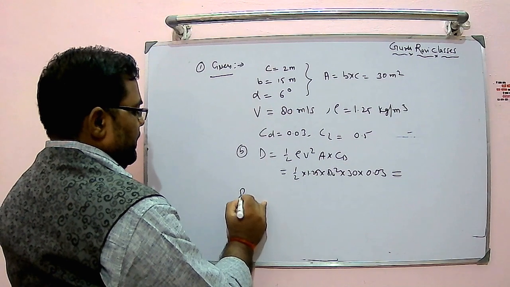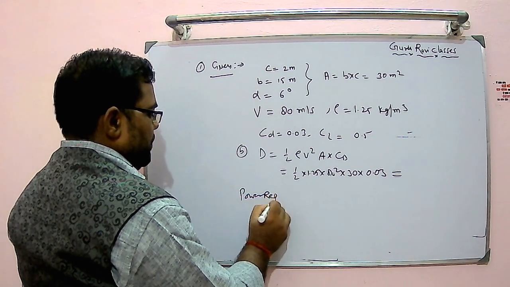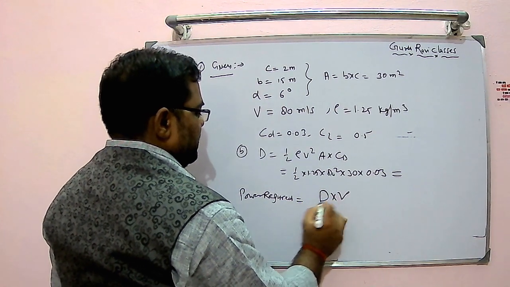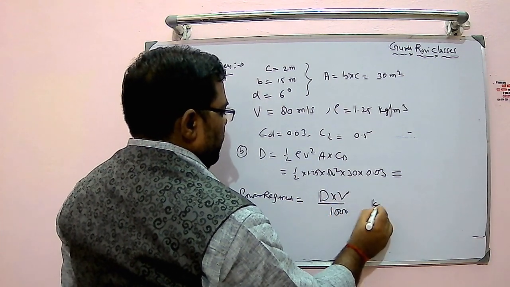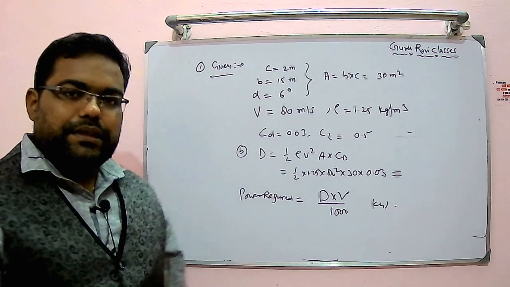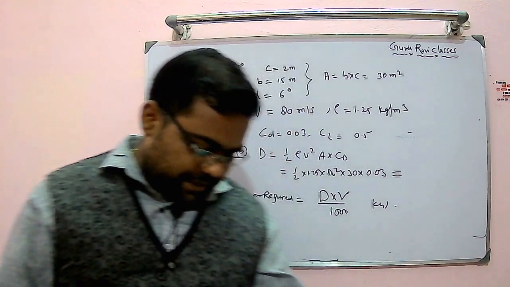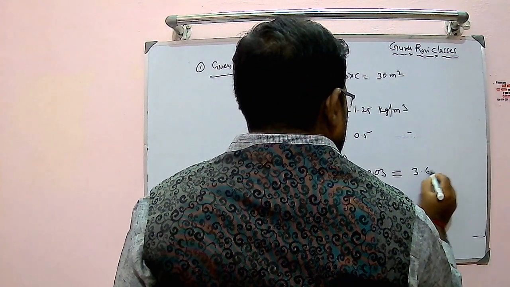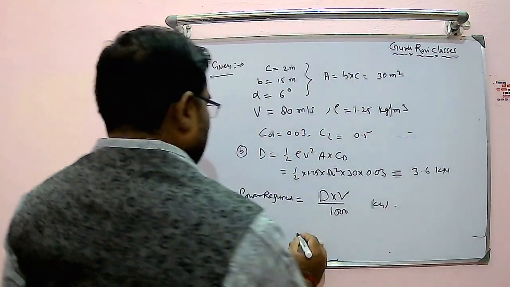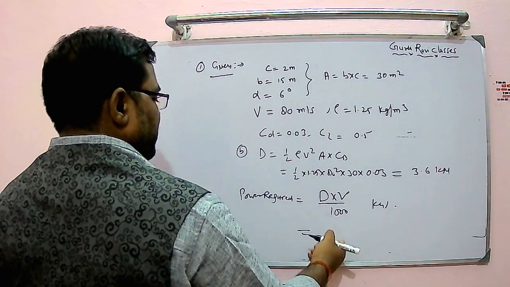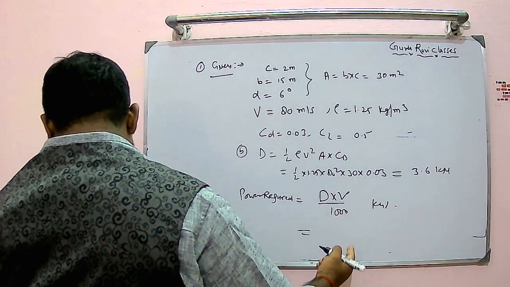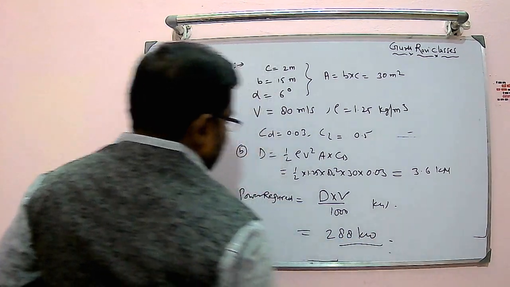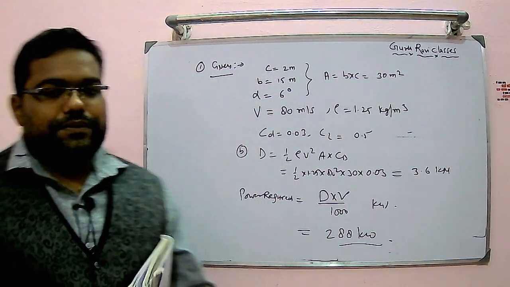So power required will be nothing but drag force into velocity divided by 1000, in kilowatt. The drag force is coming 3.6 kilonewton. If you substitute here, drag into velocity 80, divided by 1000, the power required comes to 288 kilowatt. So this is the answer for this problem.